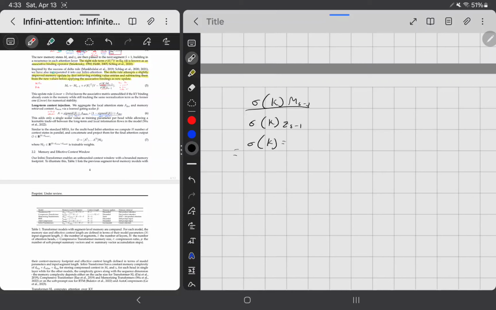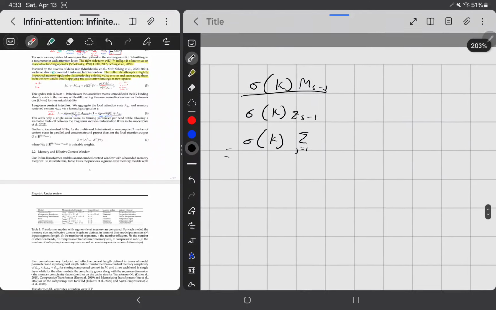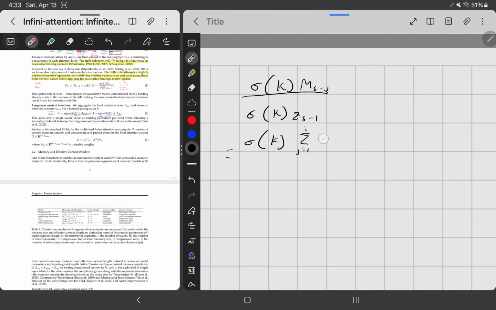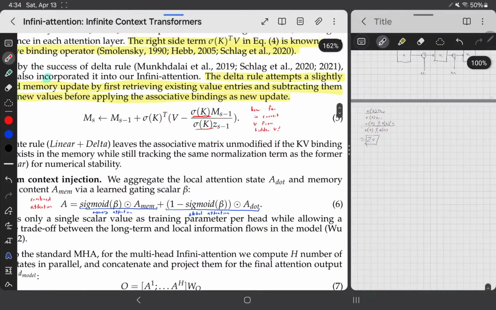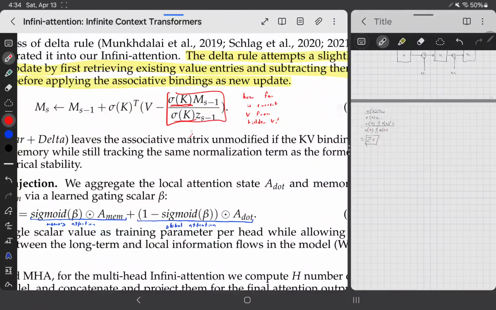So sigma of k multiplied by, so this will be the index over j, j is equal to 1 to I of phi of kj transpose vj over sigma of k times the sum of j is equal to 1 to I phi of kj. And the k's kind of cancel out. You can think of them as canceling out, and this basically gives you the sum of v. So this gives you basically your hidden v.